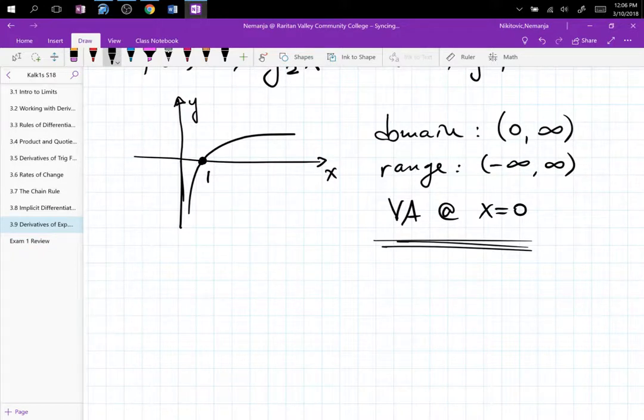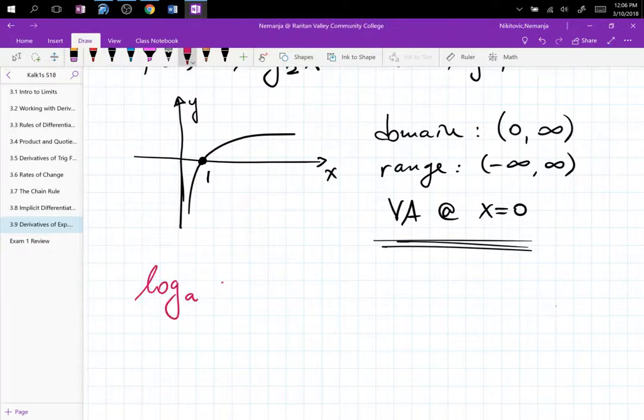Now, what am I going to do with logs? Well, what you need to know, and I mentioned this on day 1 in the review, is those 3 formulas for expanding and compressing logs. Here they are.